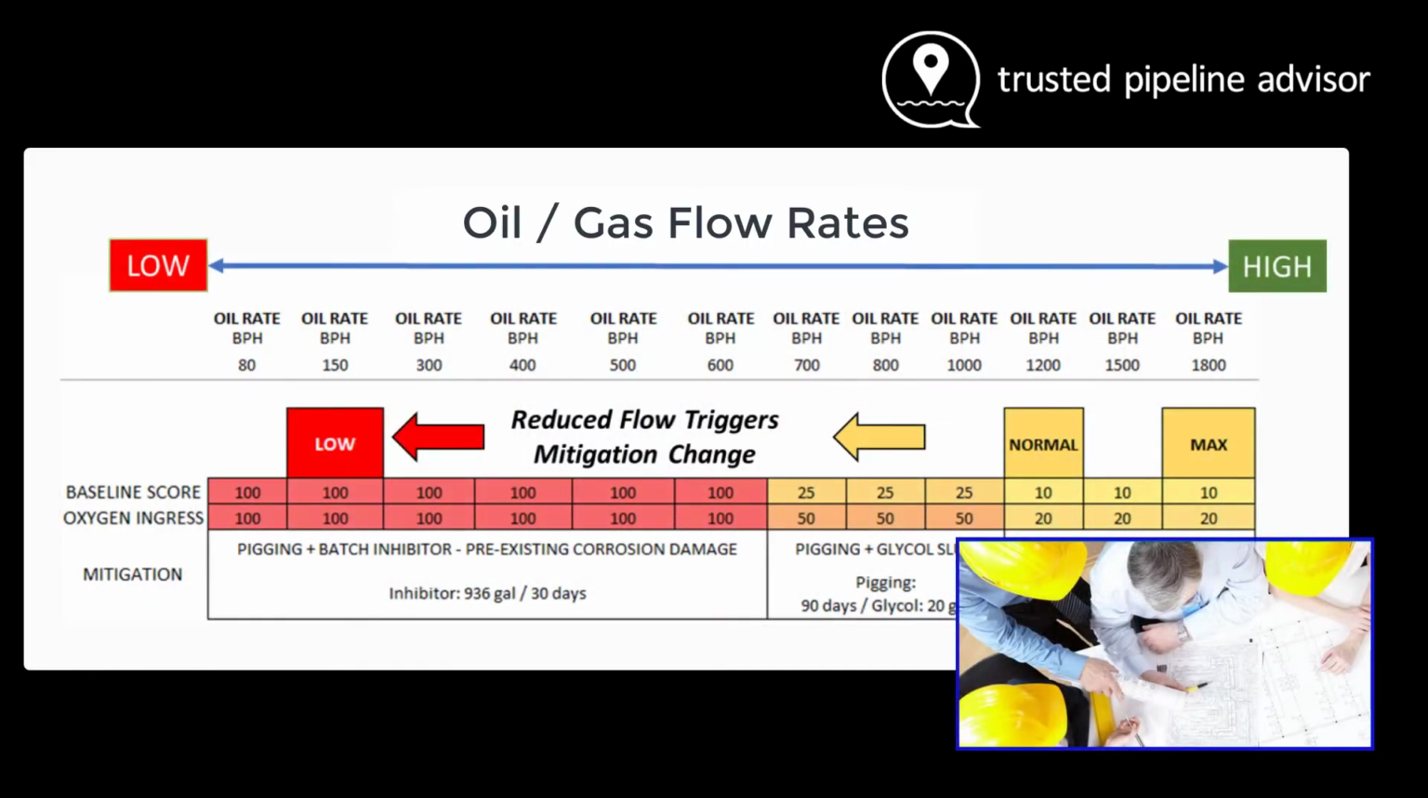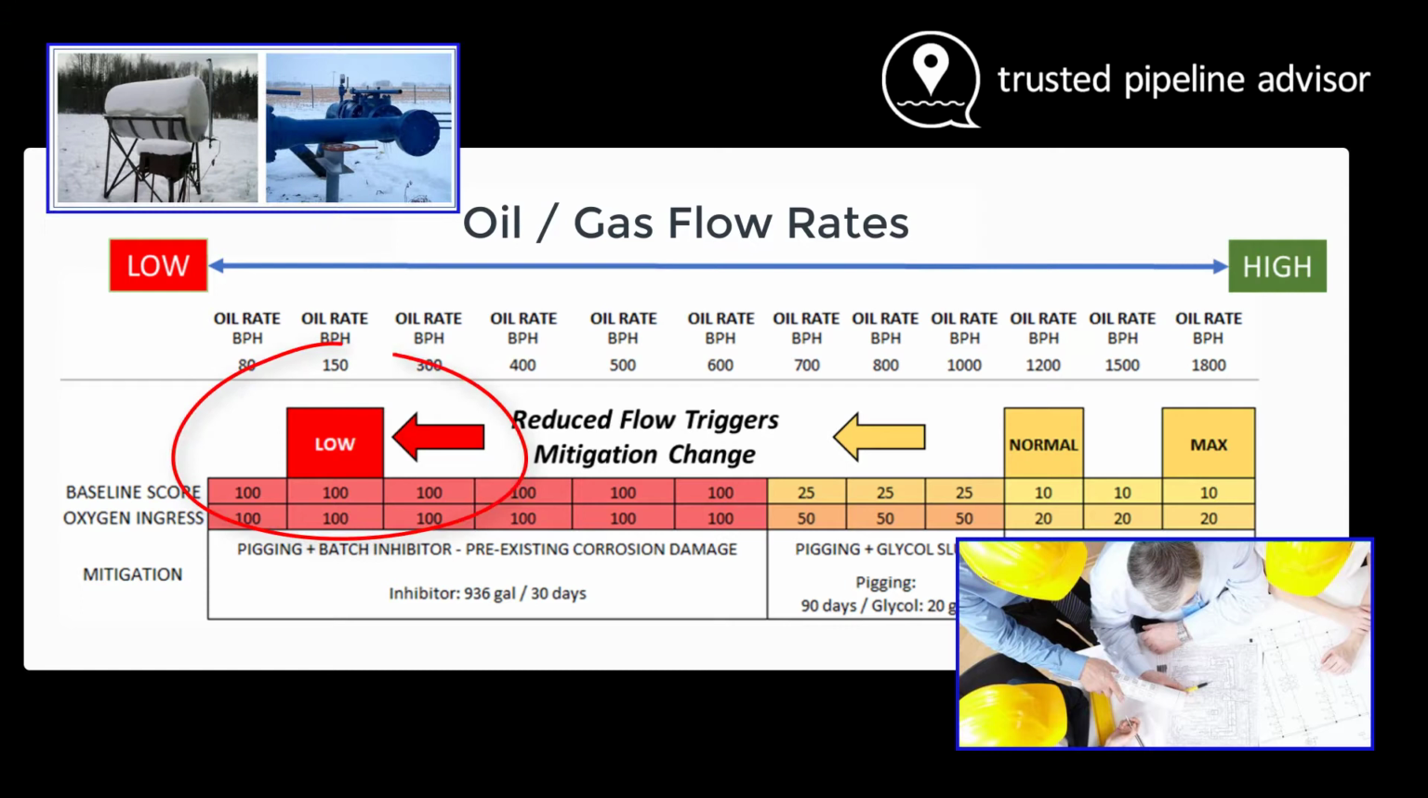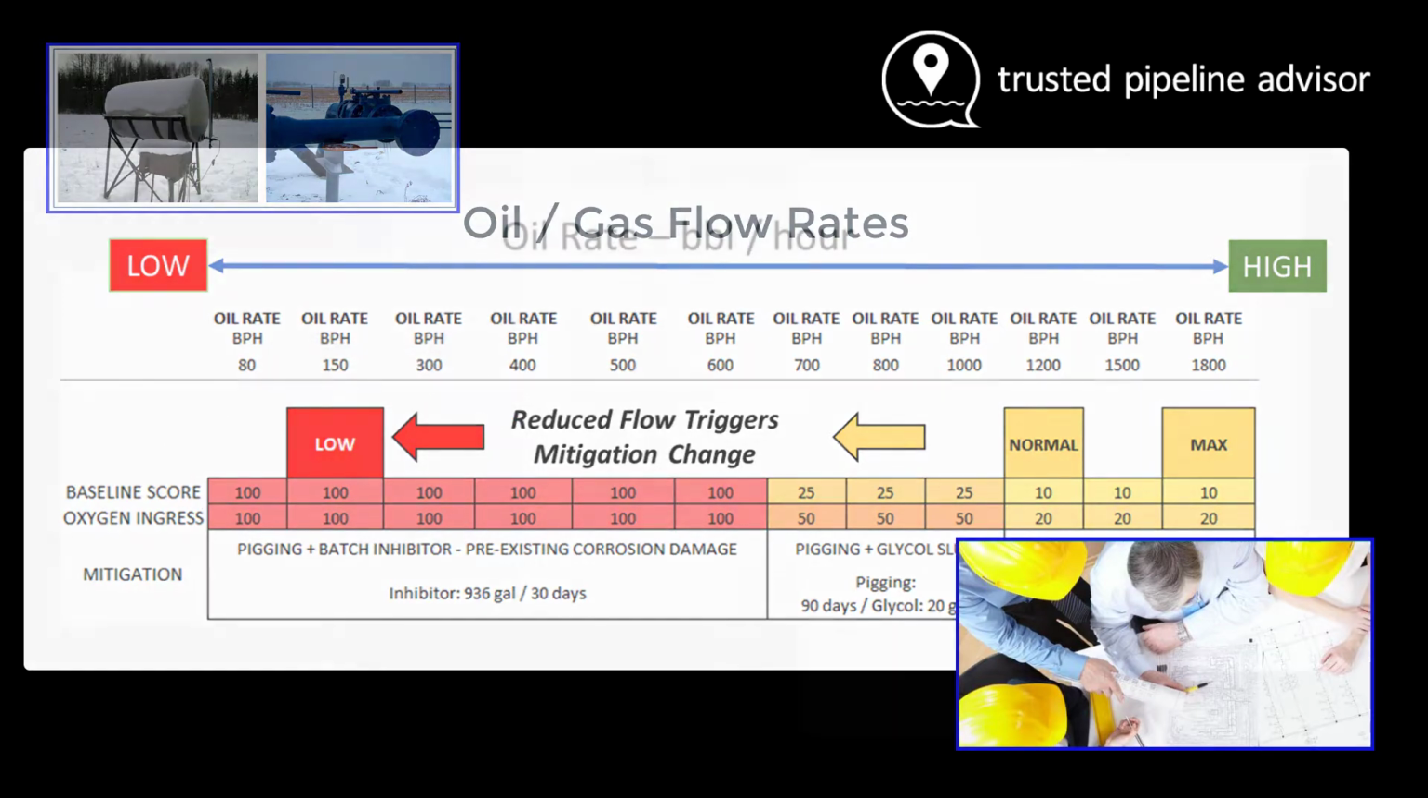It is essential that production and pipeline companies make appropriate adjustments to their mitigation practices during periods of reduced pipeline utilization to prevent corrosion damage and to achieve long-term reliability.